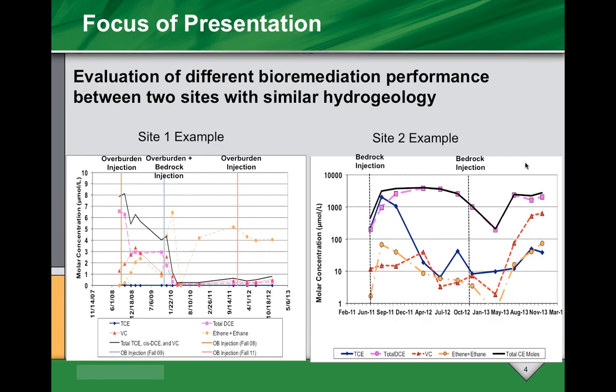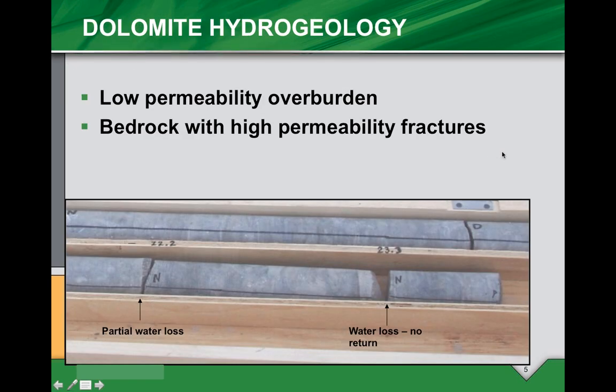So now if we can advance to the next slide, some other common elements at these 2 sites are the hydrogeologic setting. At both sites, there's a very low permeability overburden of clay and silt with some isolated sand lenses. Beneath this is a bedrock of dolomite with high permeability fractures. In the photograph at the bottom of your slide, you can see a core that was collected at site 2, and you can see some of the fracture locations along with the depth indicators.